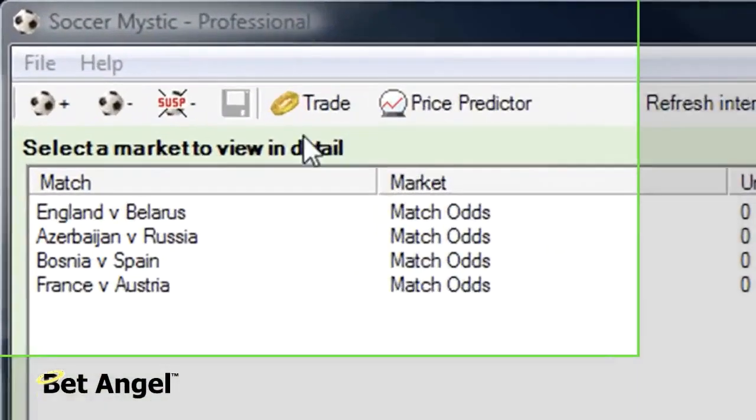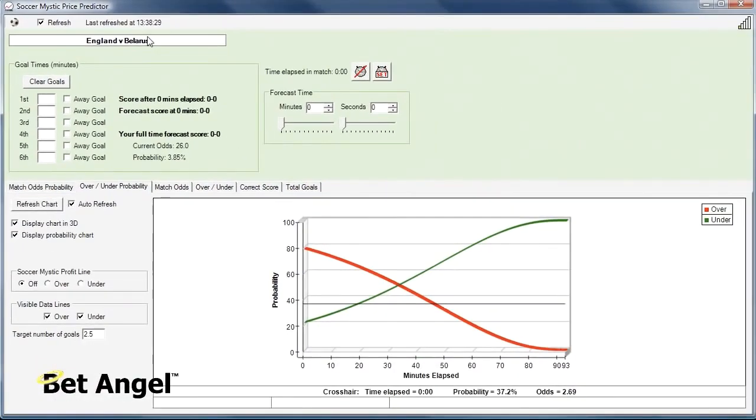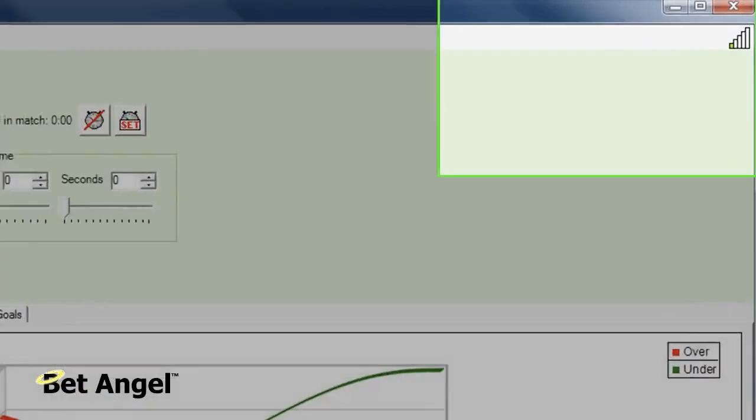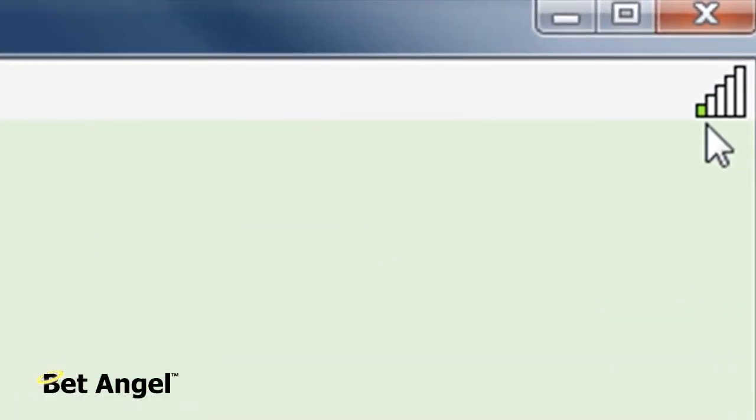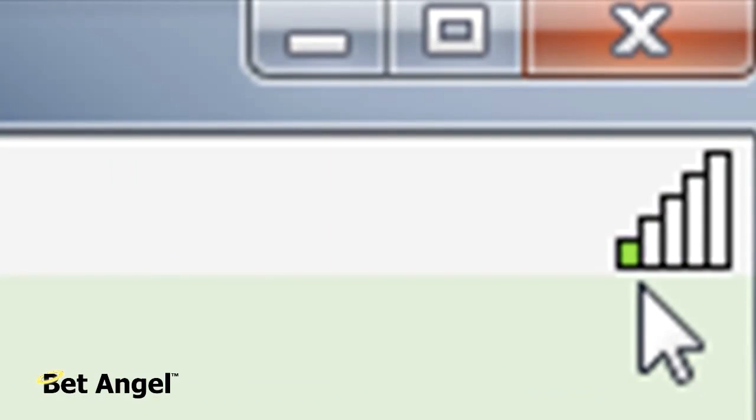And the way that we've done that is, if for example I go into England v Belarus and click on the price predictor, at that point Soccer Mystic goes off, gathers some data, and then makes a decision on how things are going to turn out during the match. But what it also does is it checks to see the quality of the data, so it correlates, cross-references each of the individual data, and you can see here the signal strength on this particular match is 1 bar out of 5. So it's saying, hold on a second here guys, I can't get enough data to tell you that this prediction is going to be anywhere near accurate. So 1 bar is basically saying I just don't have the data.